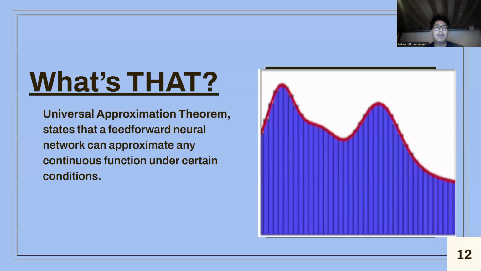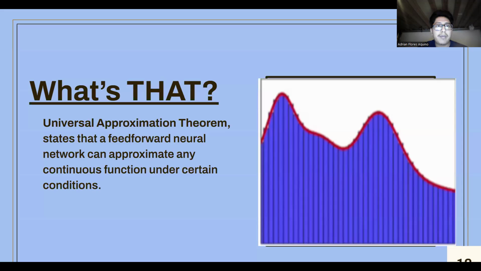Another thing I'll be talking about is the universal approximation theorem. If you guys don't really know what that is, the theorem states that a feed-forward neural network can approximate any continuous function under certain conditions. Sorry. Yeah, so let me talk a little bit about that. So how does it really work?